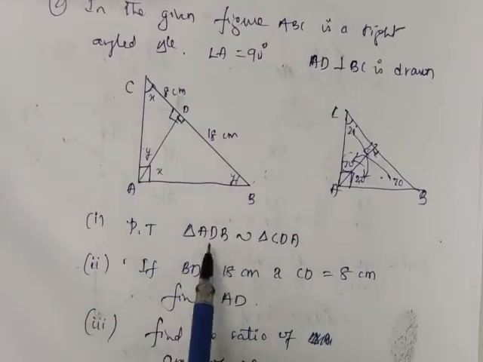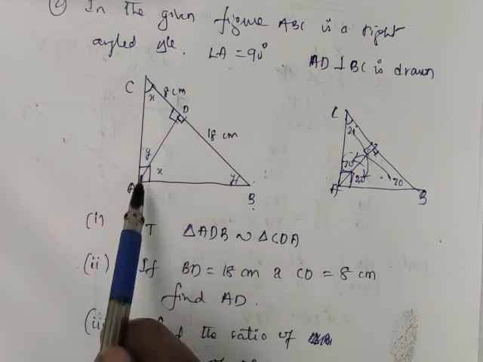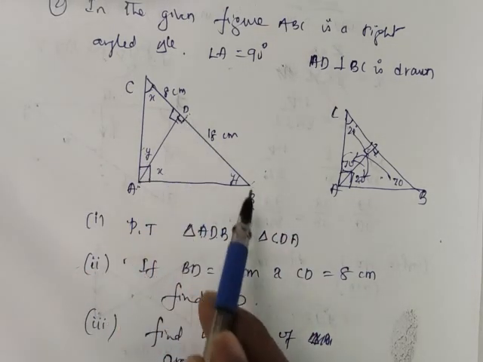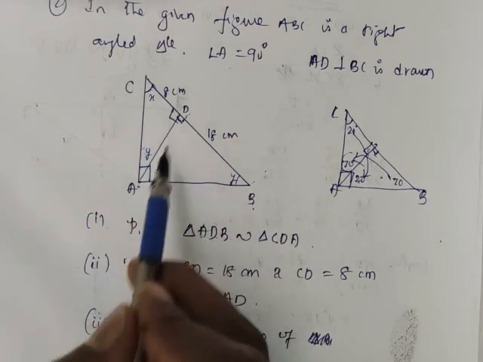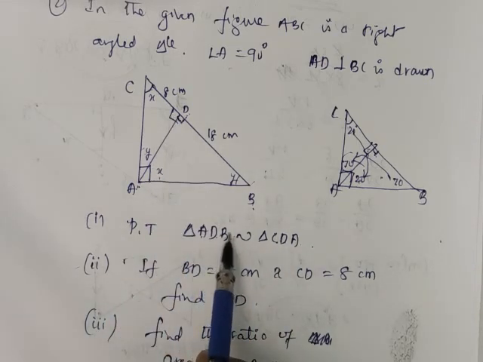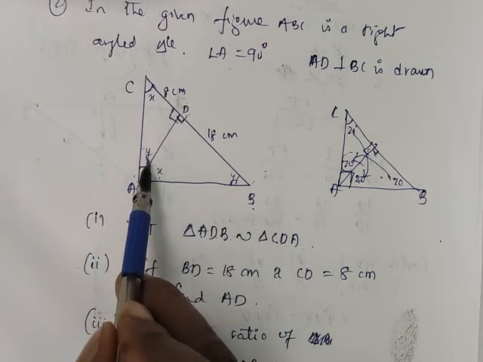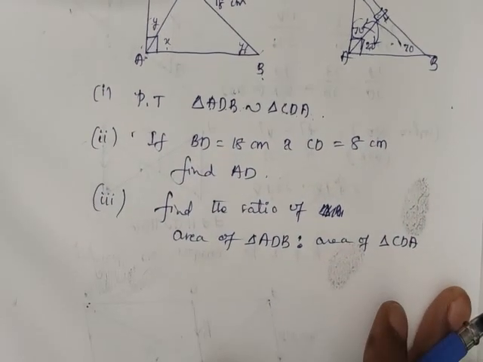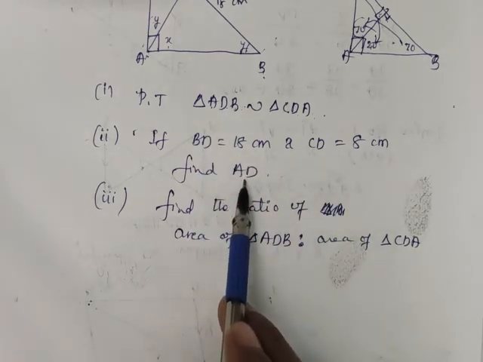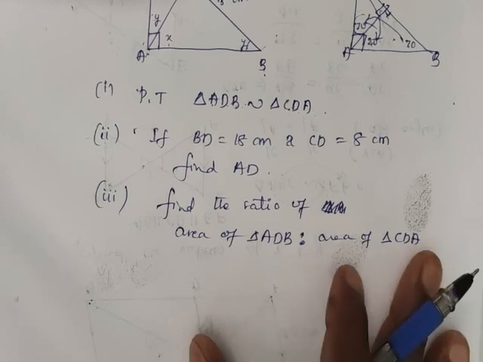Angle A equal to angle C. In ADB, A is X. In CDA, C is X. Look at the diagram, both are equal to X. D equal to D, 90 degrees. B equal to A, what? In triangle ADB, B is Y. In triangle CDA, A is Y. So these two are also equal by Y. You can equate all three or any two. Then substitute the values in corresponding sides ratio to get the length of AD. Then for the area, you know that it is the square of the ratio of corresponding sides.